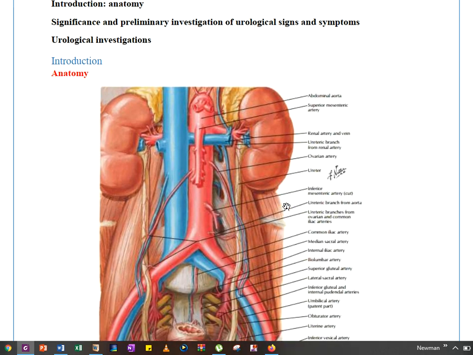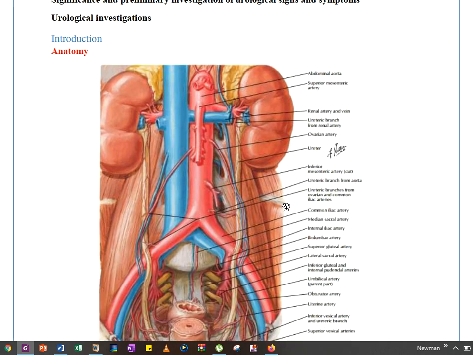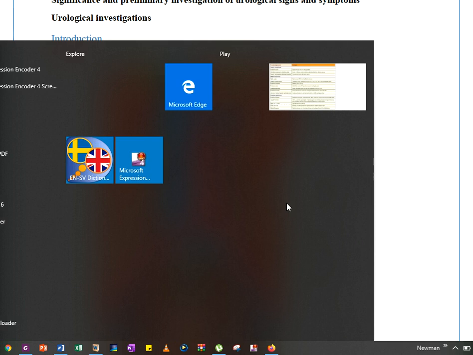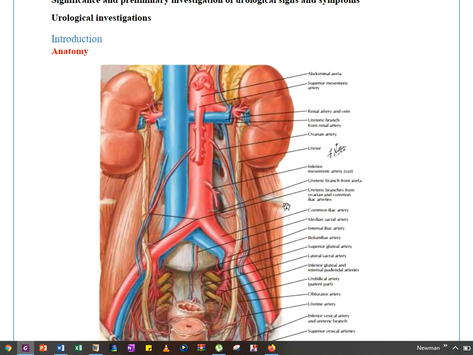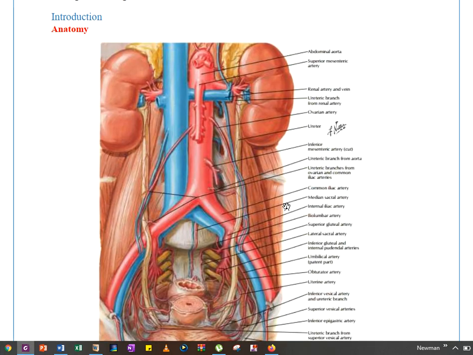So as you can see on this screen, there is an image of structures that are of concern in urology. You can see the kidney, you can see the renal pelvis behind these vessels, you can see the ureter down to the part of the urinary bladder.